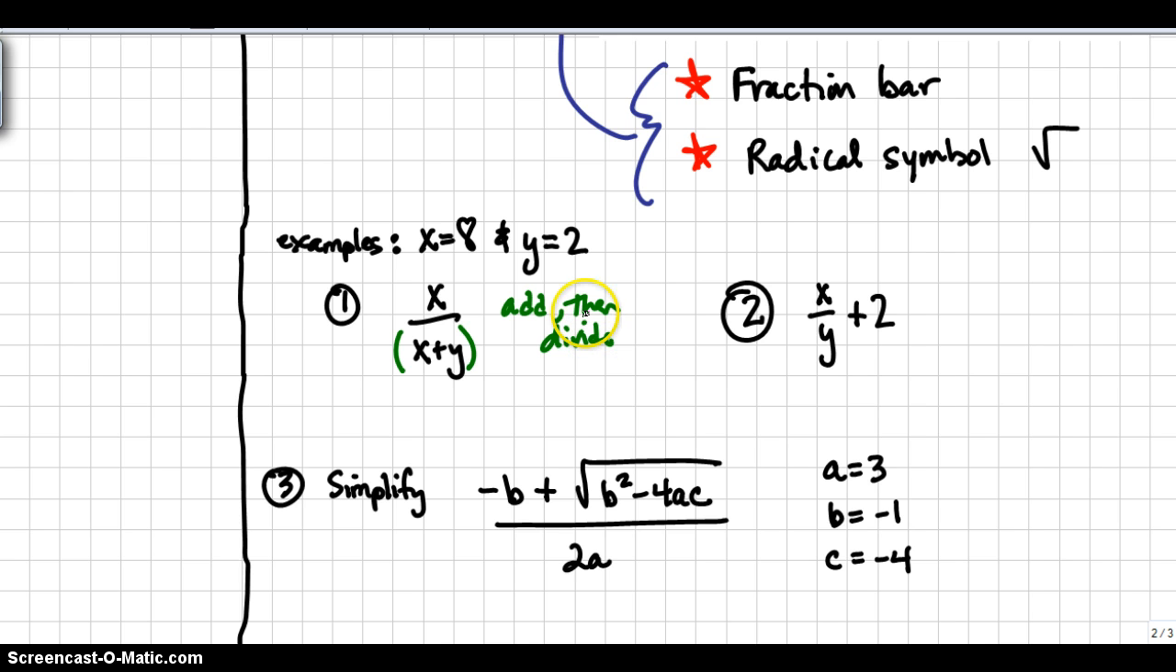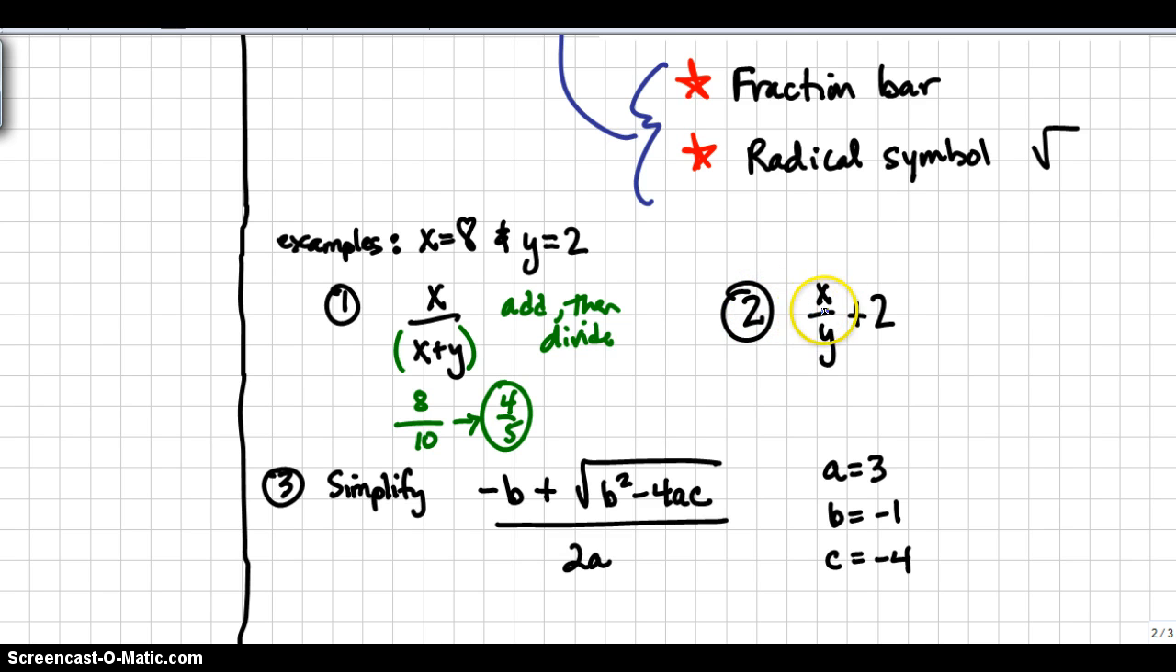So if we plug in the numbers that they gave us, we'd have 8 on the top and 8 plus 2 on the bottom, or 10. Always reduce fractions to lowest terms, so here we would get 4/5 as our final answer. Moving on to example 2.